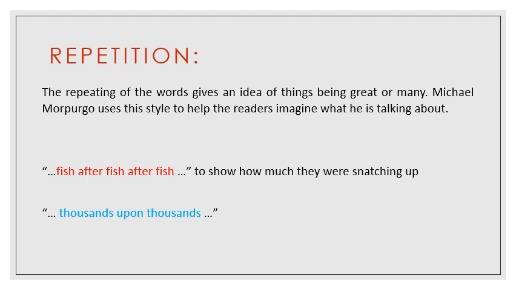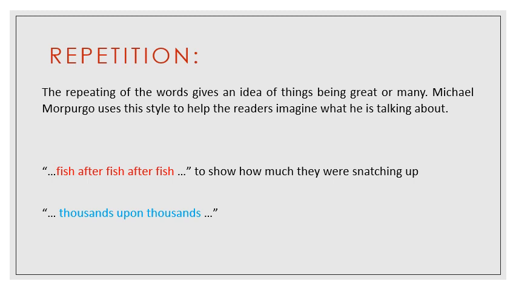An example is "fish after fish after fish," to show how much fish the parent albatrosses were snatching up from the water. He also said "thousands upon thousands," to show how many of the silver flashing fish they saw beneath them, which is a very important style to use.